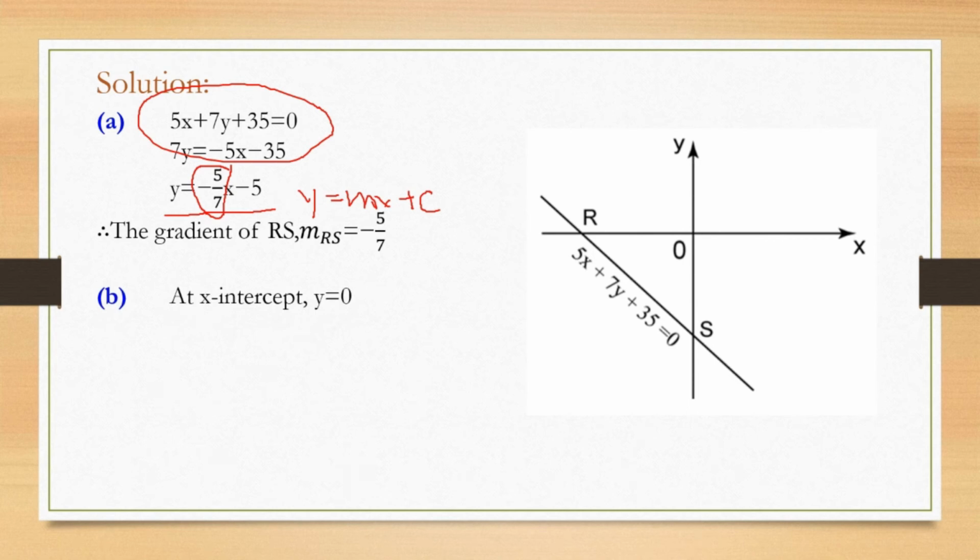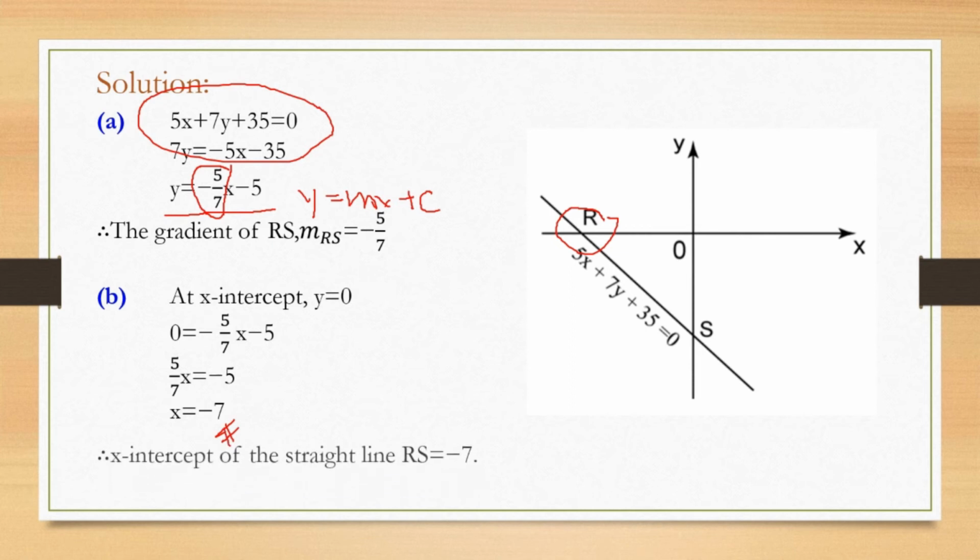Question B, we know that the x-intercept is when y equals 0, which is the value of R. We can just substitute the value of y, which is 0, into the equation so as to get the value of x, which is negative 7. The value of x represented by the x-intercept of the straight line.